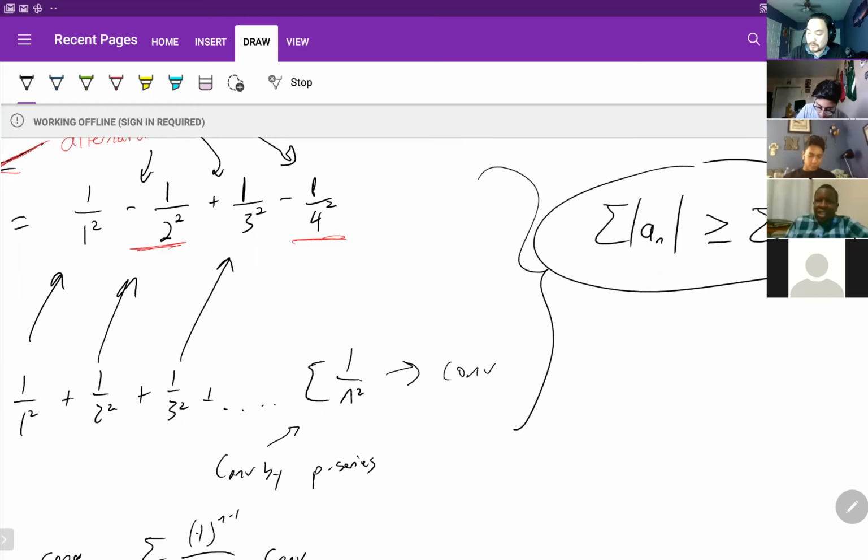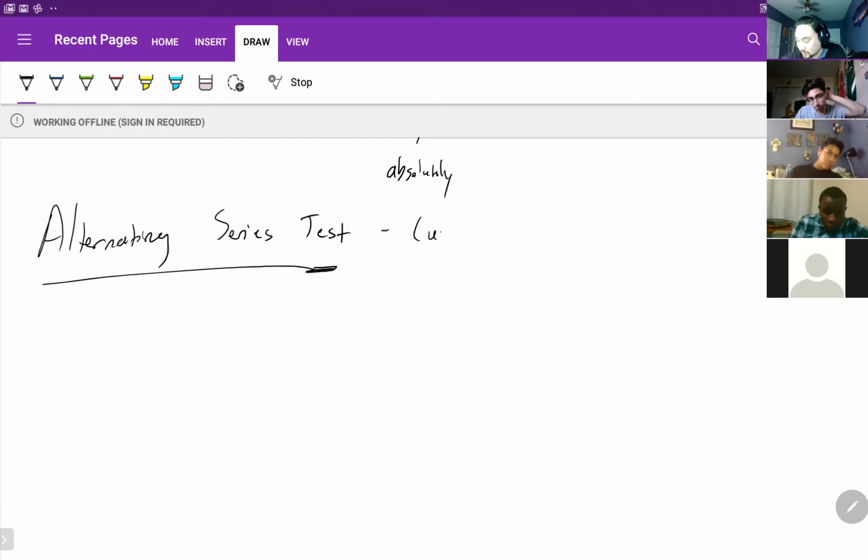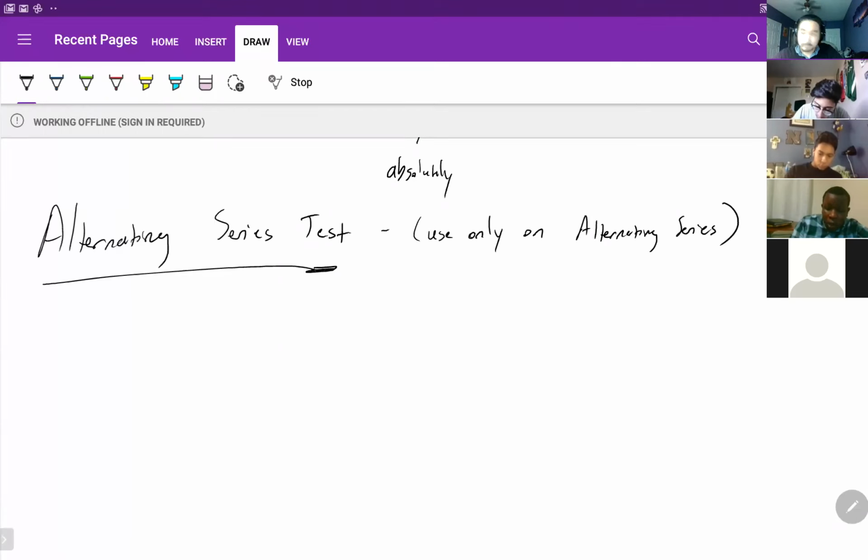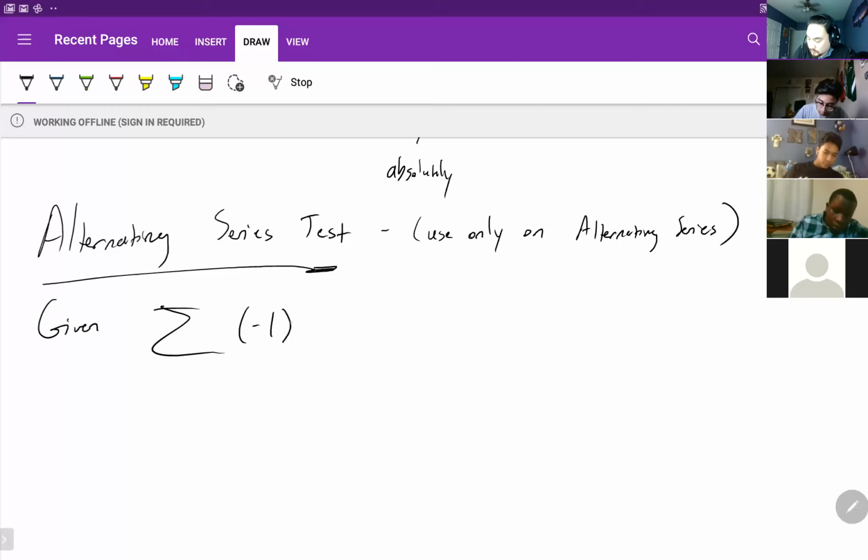So the alternating series test, okay? Obviously, or hopefully this is obvious, use it only on alternating series, which means anything with an alternator. So as soon as you see an alternator, I know I'm using the AST. Does that make sense? Okay, so here we go. AST. I'm on page 587. I just realized I don't like their definition. So given an alternator, and I'll call this a sub n.